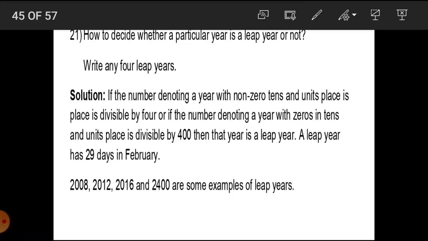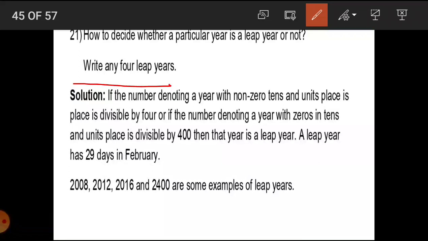How to find a leap year? By seeing the units and tens place of the year. Of a particular year, we should see the units and tens place, and if it is divisible by 4, then it is a leap year. And if it is not divisible by 4, it is not a leap year. In the same way, we are going to write over here any 4 leap years which you know.